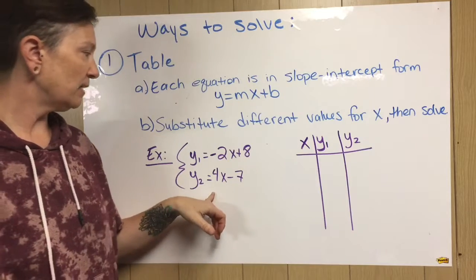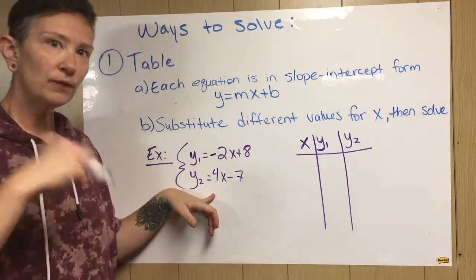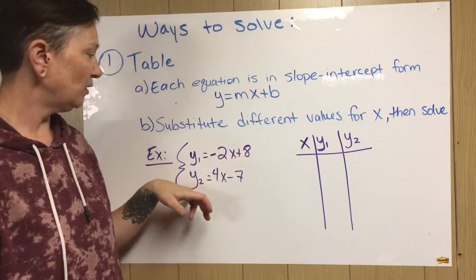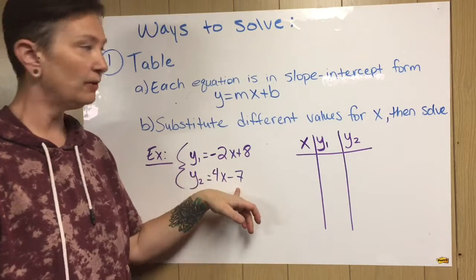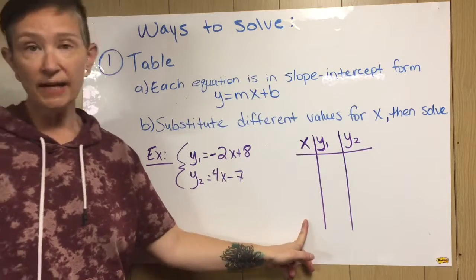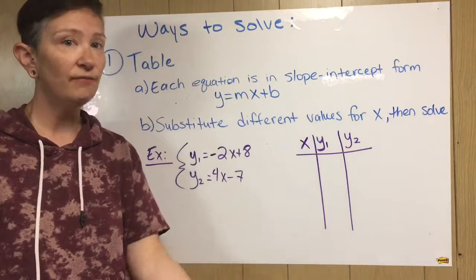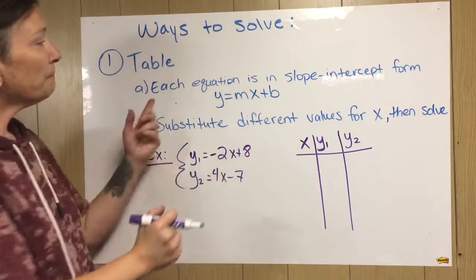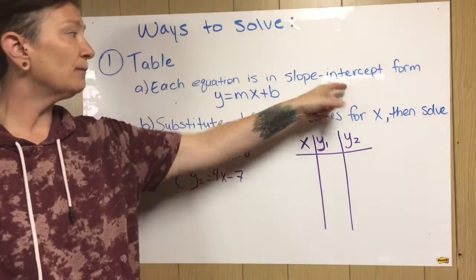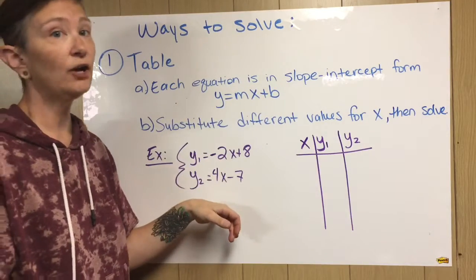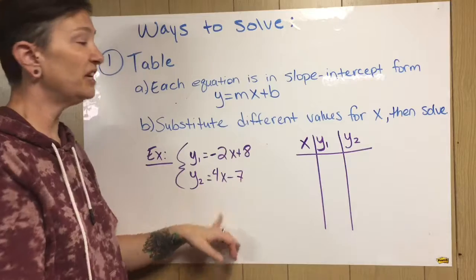So in this example that I showed you in the previous scene, y1 is equal to negative 2x plus 8 and y2 is equal to 4x minus 7. We can set up our table. The important part is that you can choose the x values. Once my equation is in slope-intercept form, that's y equals mx plus b, we can proceed. Both of these are in that correct form.